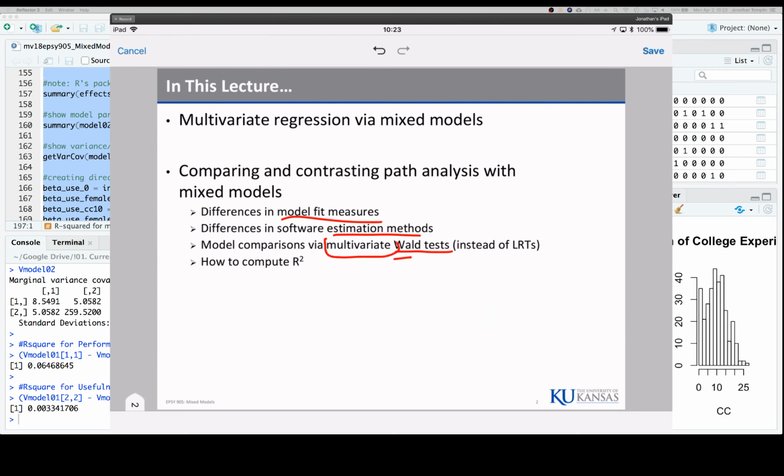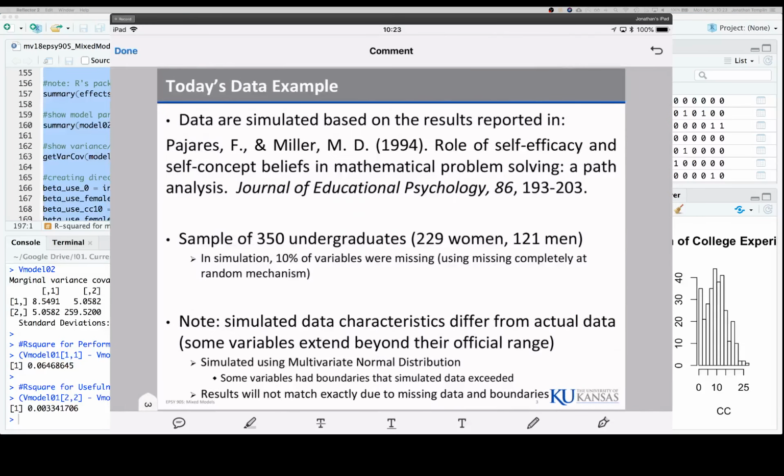But now we're going to construct Wald tests that involve more than one parameter themselves. And there's another rationale for why to do that. And finally, we're going to talk about how to compute R-square for each analysis as well. Again, our data example will be the same that we've used in the multivariate section of this course. In particular, we're going to take data from a 1994 study involving the role of self-efficacy and self-concept beliefs in mathematical problem solving. We're going to, again, go back to the multivariate regression version of this data example. This is something that we've seen in the prior parts of the class as well.